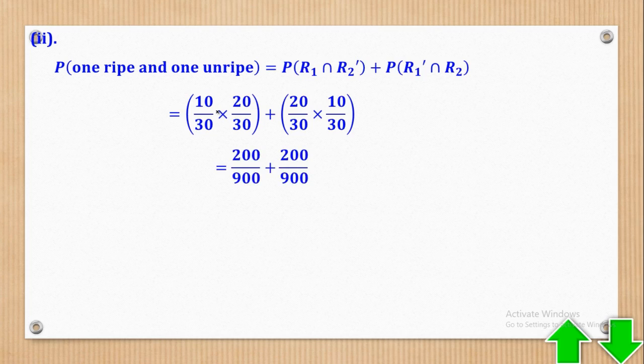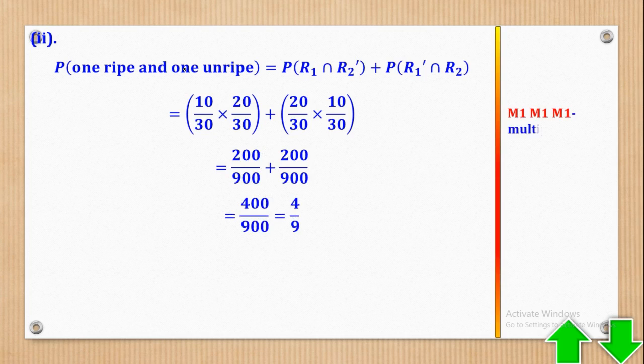So when I multiply 10 by 20, I'll come up with 200. 30 by 30, I'll come up with 900. When I simplify, I'll come up with that. So these zeros can cancel to remain with 4 over 9.